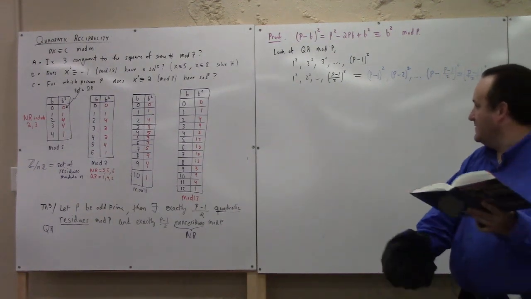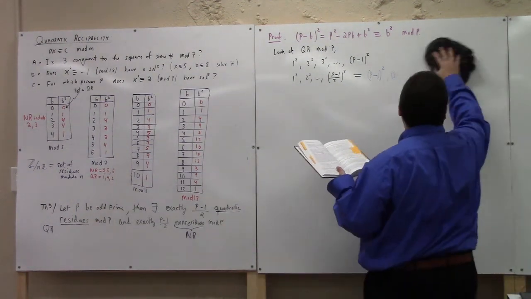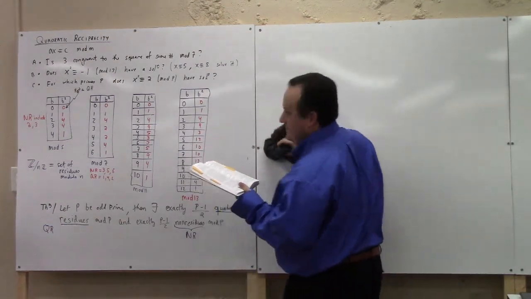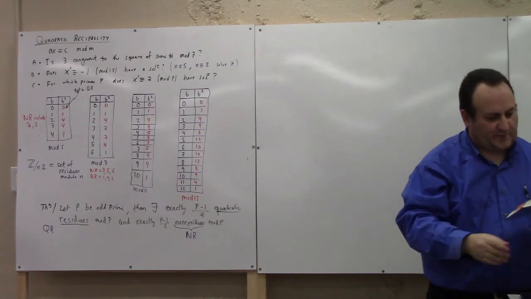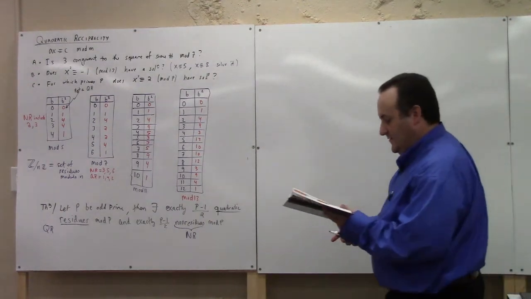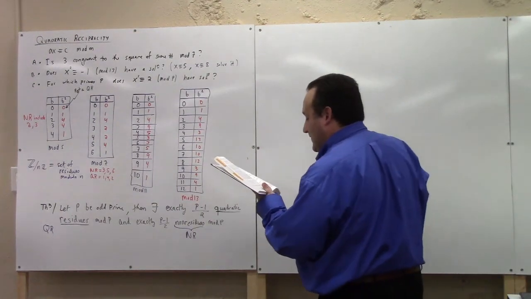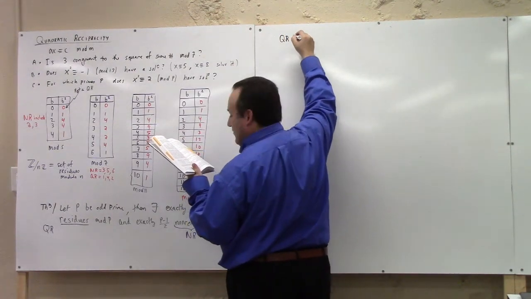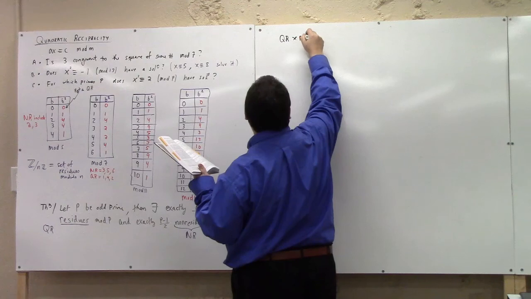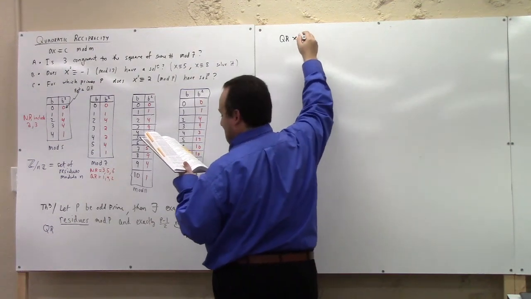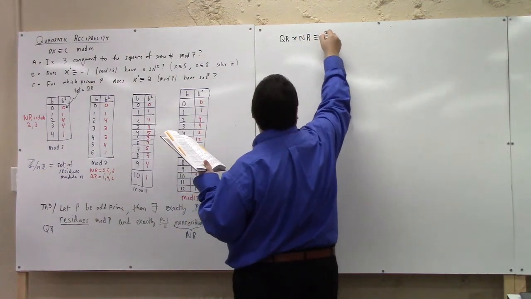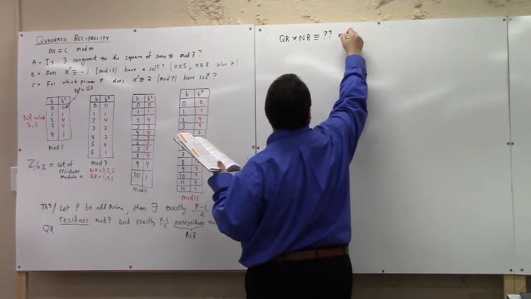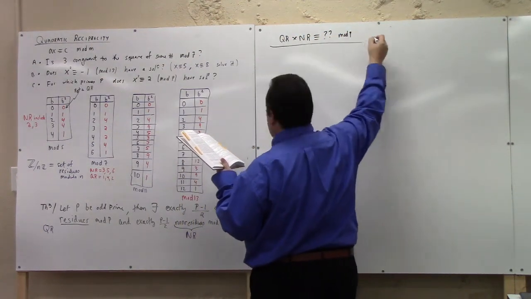Like I said, that's not the whole proof. That's just the interesting part of the proof for me, which for me, interesting means easy. The next question he asks is what happens when you multiply a QR by an NR? That's congruent to what mod P? This is the question he asks.